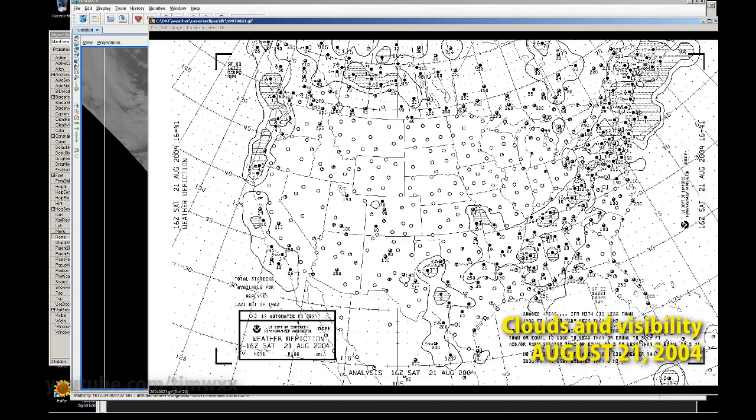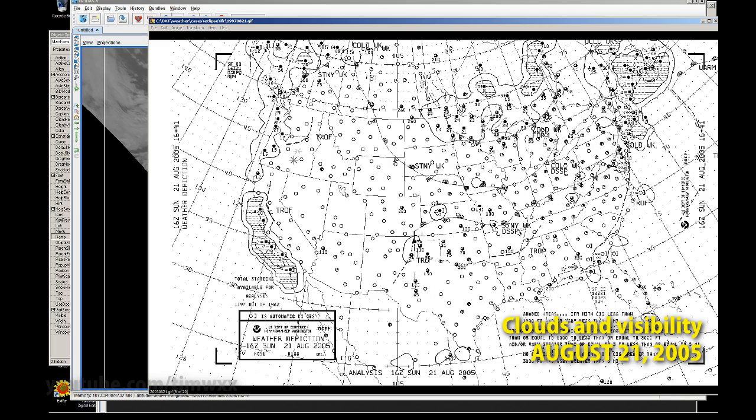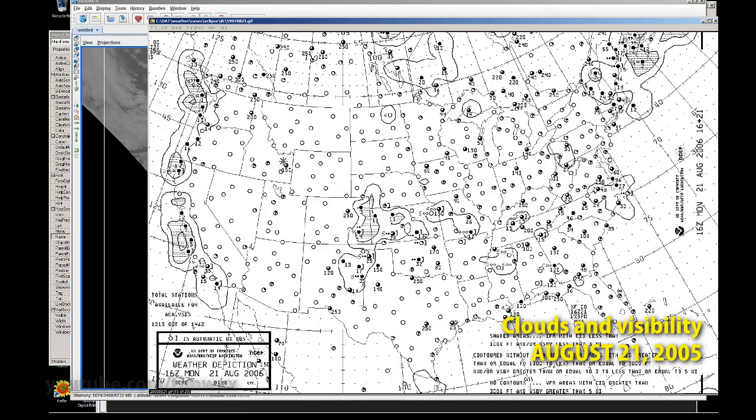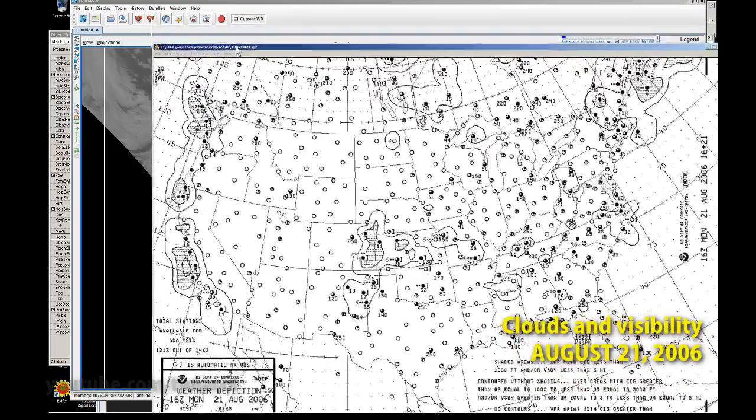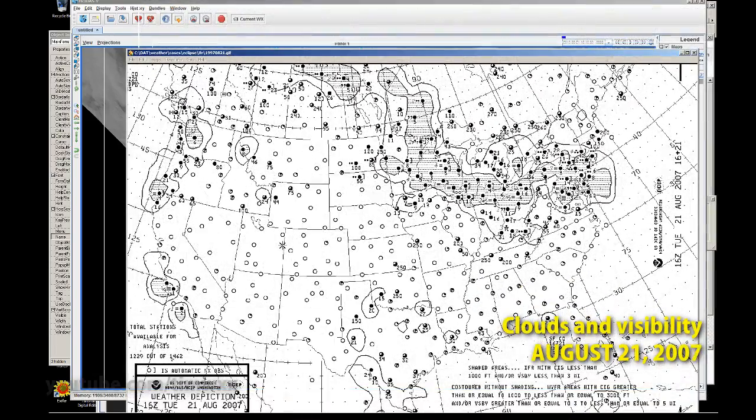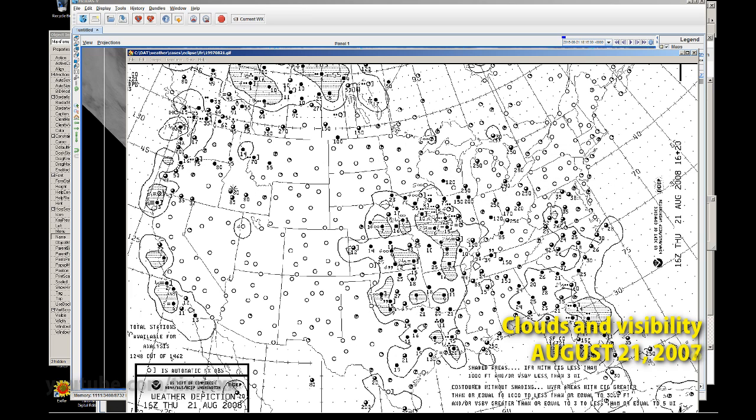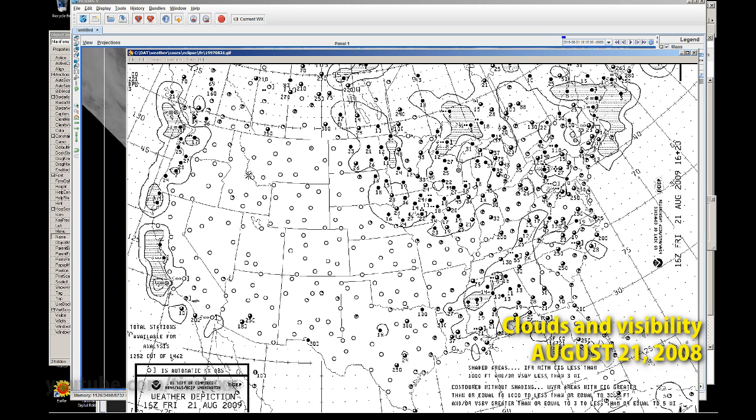2004, not too bad. 2005, another average year again. Same thing in 2006. For 2007, here we had a very bad year. A lot of overcast extending inland. Same thing in 2008, lots of overcast. 2009, a little bit better, but still just pretty much socked in right there around Portland and Salem.